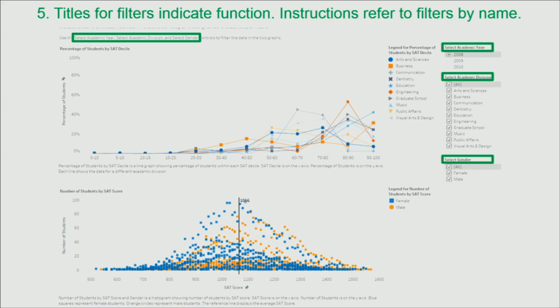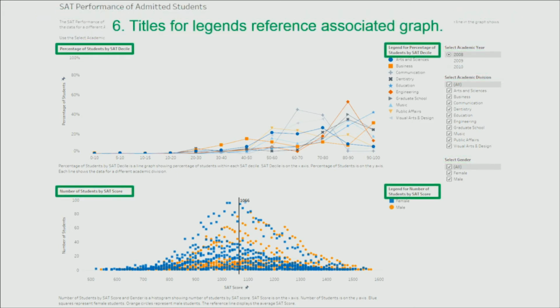I made sure that the titles for the filters are referred to specifically in the instructions. So in the instructions it says, use the select academic year filter to select the academic year, and just make sure that I use the exact same titles in both places so that someone can clearly understand when they're on the select academic year filter, for example. Made sure as well, as I showed in an earlier example, that the titles for the legends state which visualization they're affiliated with.